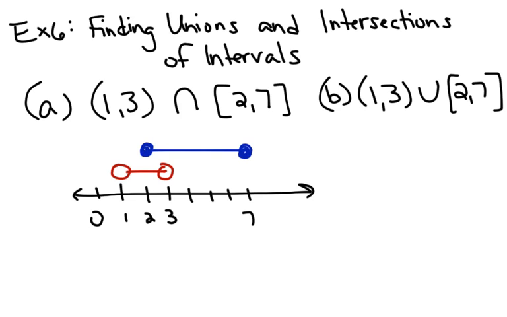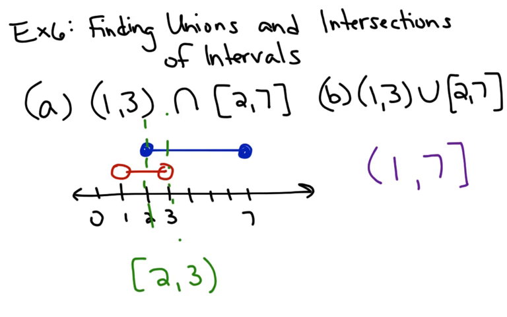Part A is finding the intersection. The intersection is where the two overlap. Well, this is where they overlap. They overlap from 2 to 3, and 2 had a closed circle, so it had a bracket. 3 had an open circle, so it had a parentheses. For the union of these two graphs, remember union means put it all together. Well, that means that I start at 1 and I end at 7. Since 1 had a parentheses, 1 has a parentheses in the final answer. Since 7 had a bracket, 7 has a bracket in the final answer.